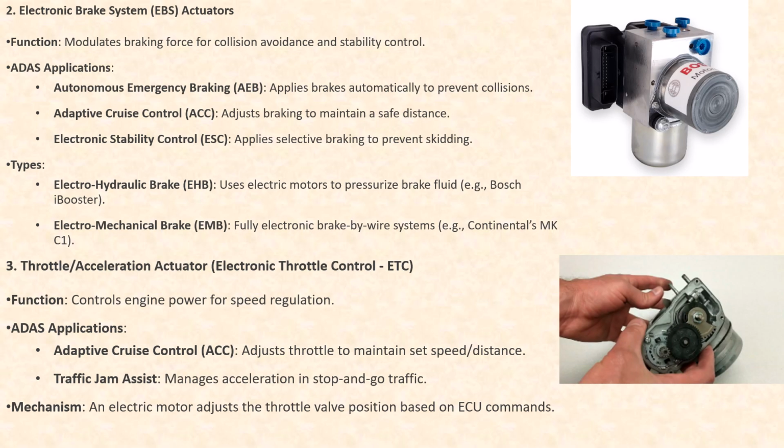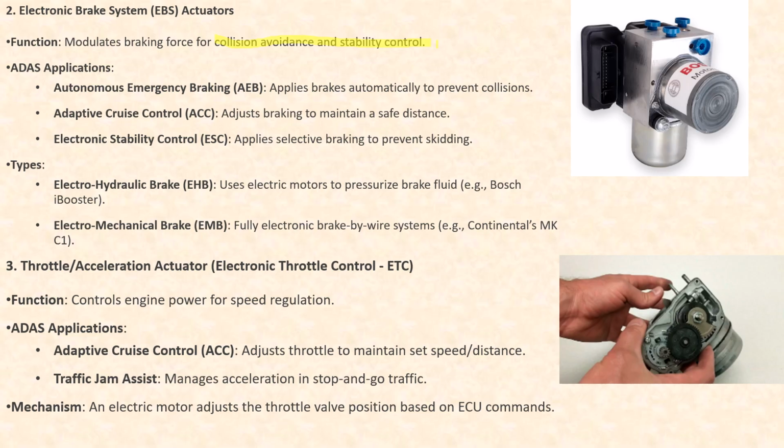Next comes the electronic brake system. Now just like steering, even the electronic brake system is an actuator which is of pivotal and paramount importance. The function is to modulate the braking force for collision avoidance and stability control. Because collision avoidance and stability control are very fatality critical components, again this actuator is of ASIL D importance.